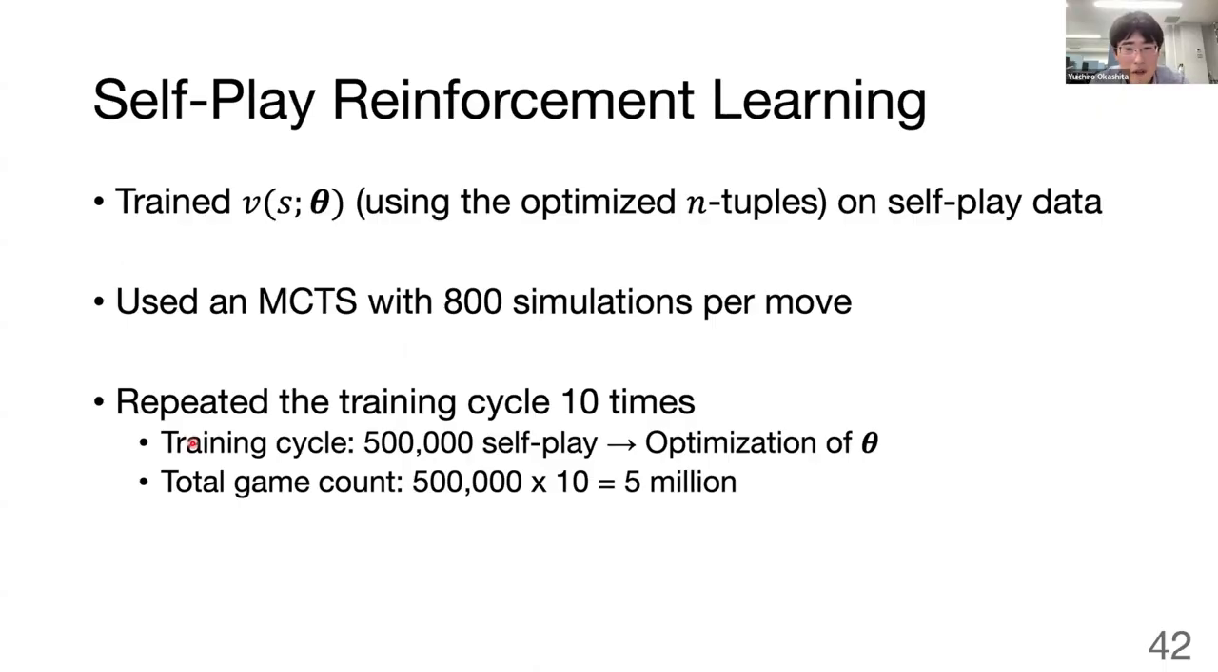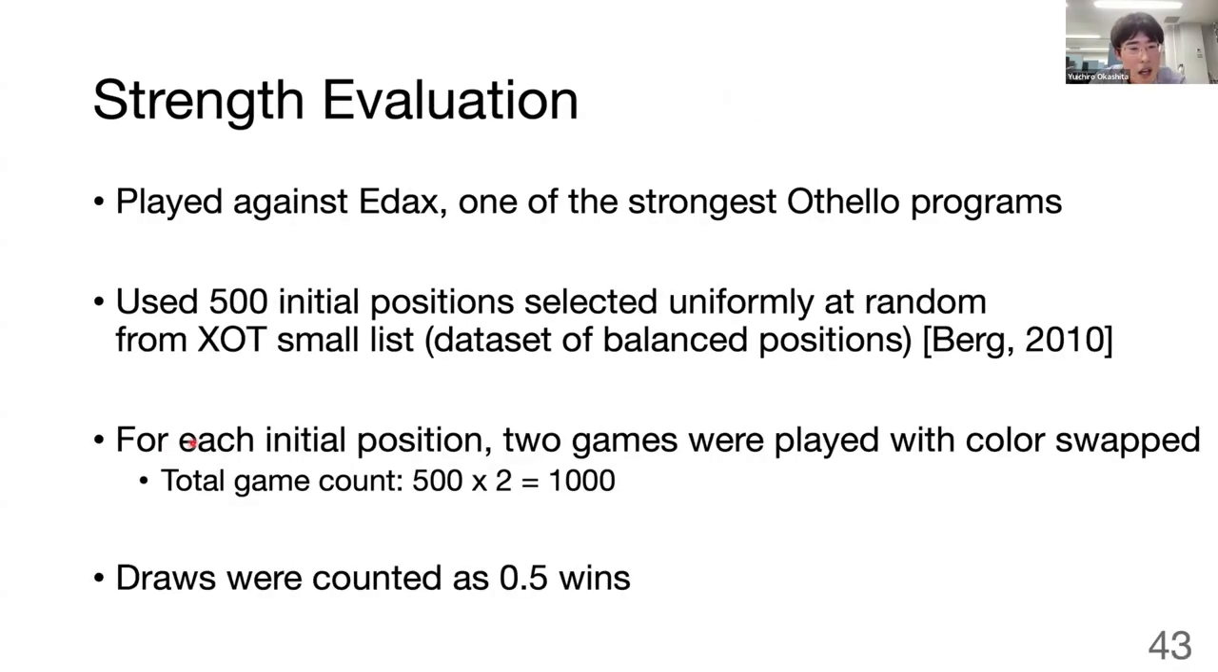Now let's look at the self-play reinforcement learning experiment. In this phase, we took the value function with our optimized n tuples and trained its weights on self-play data. This self-play was guided by an MCTS with 800 simulations per move. The training was conducted over 10 cycles. In each cycle, we generated 500,000 self-play games, leading to a total of 5 million games played throughout the entire process. And so let's evaluate our agent's final strengths.